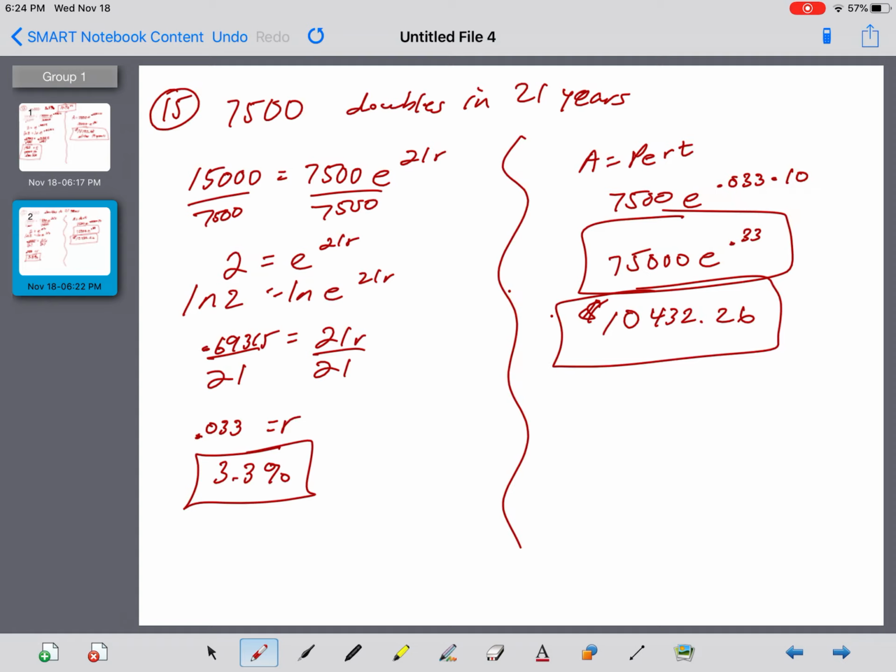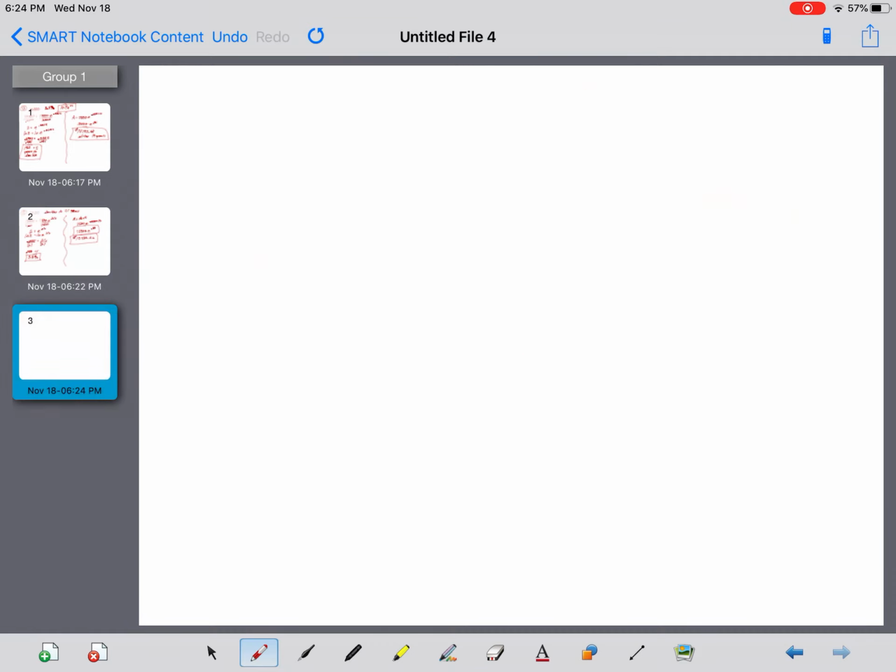So anytime you're trying to get some information that's in the power position, you're going to have to use logarithms to solve that. In this case, natural logs.